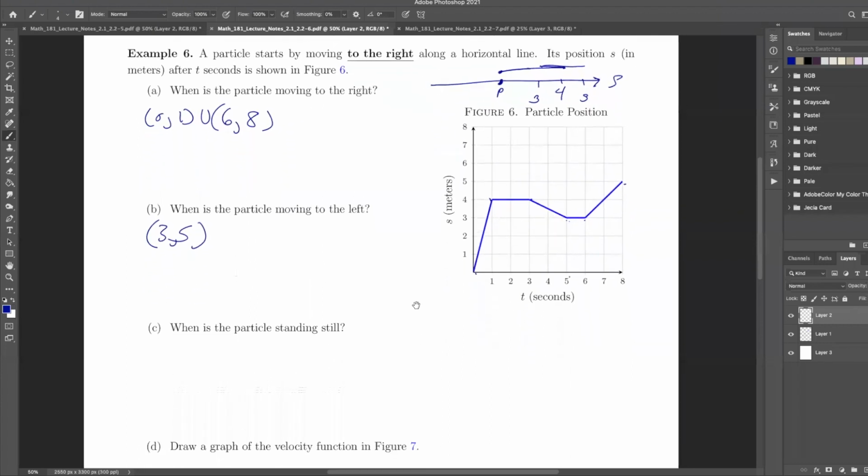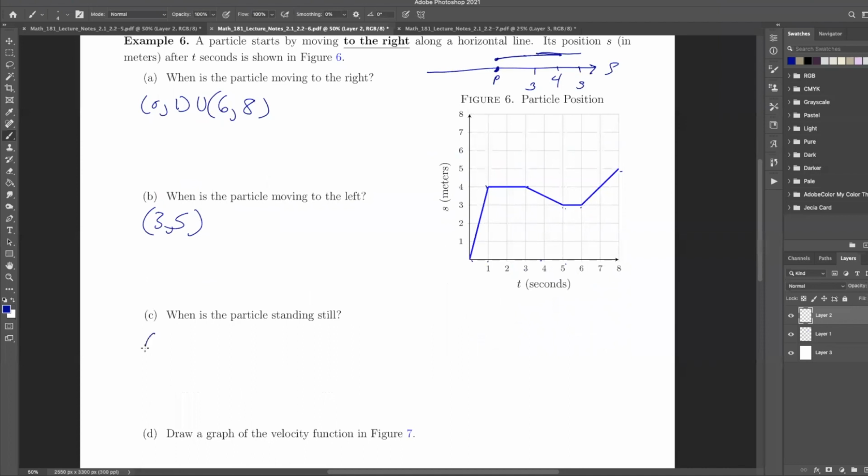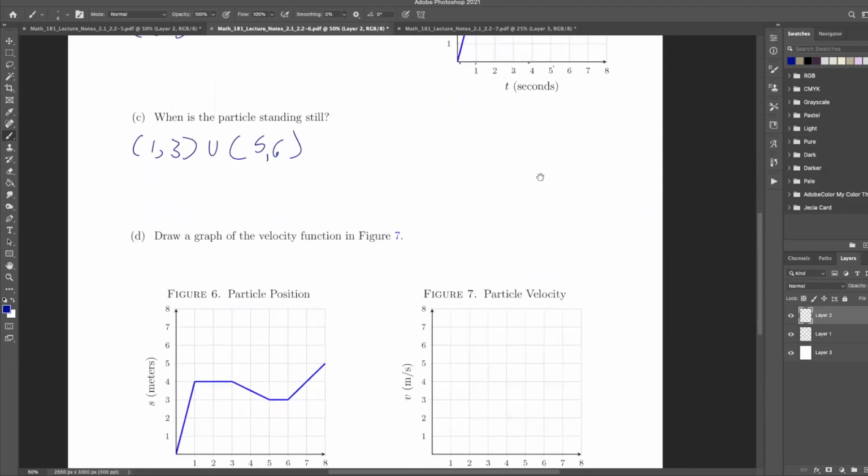When's the particle standing still? Well, twice: between 1 and 3 seconds, union between 5 and 6 seconds. Okay. And so what is this? A positive slope means the particle is moving to the right. Negative slope means moving to the left. And when it has 0 slope, notice the slope here is 0, or its derivative would be 0. It's standing still.